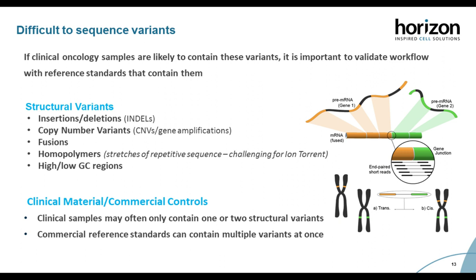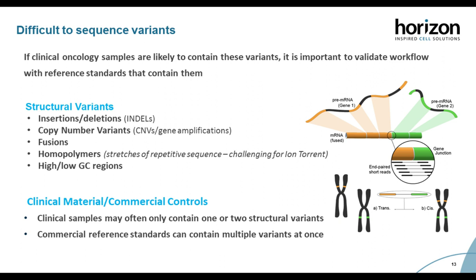As mentioned, it's also becoming increasingly important to understand how your assay handles difficult to sequence variants. This is becoming of increasing importance as we gain knowledge about more and more structural variants being involved in driving cancer, and more of those structural variants are becoming actionable with associated therapies. Therefore, if clinical oncology samples are likely to contain these variants, it is important to validate the workflow with reference standards that also contain them.